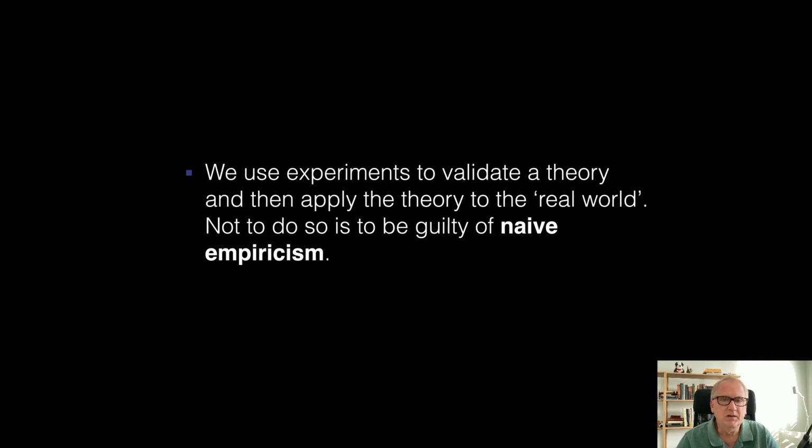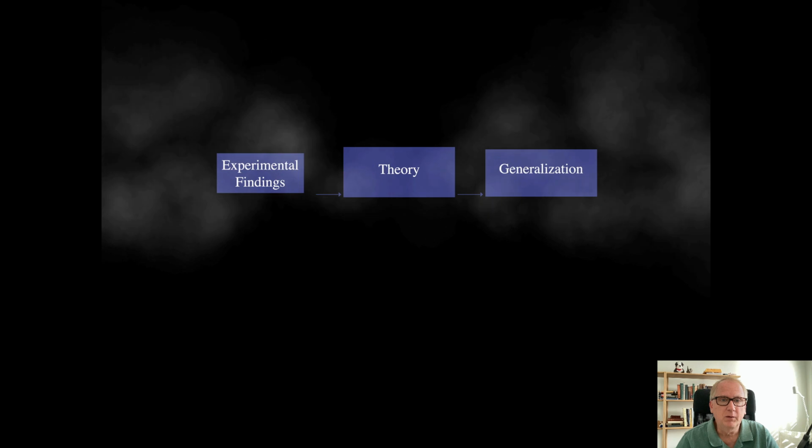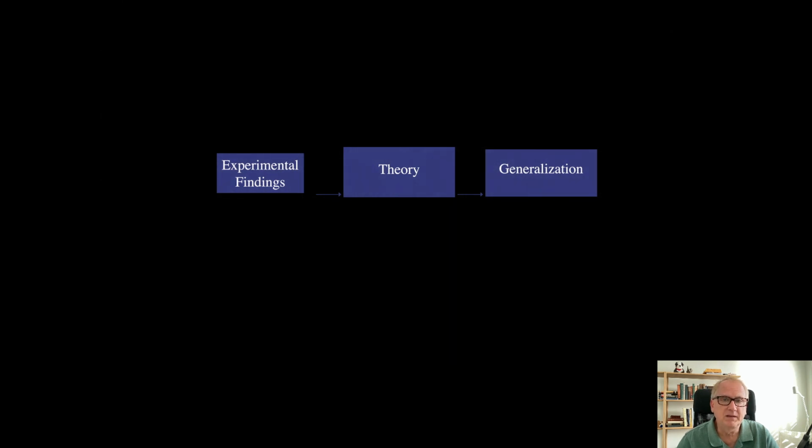Not to do so is to be guilty of what's called naive empiricism. So naive empiricism means that I'm basically going to take my findings and try to generalize it to the world without regard of theory. Another way to put this is the way that I have it in this drawing. So if I have my experimental findings and I go back to see how does this confirm my theory or not, then I use my theory then to generalize to the rest of the population.